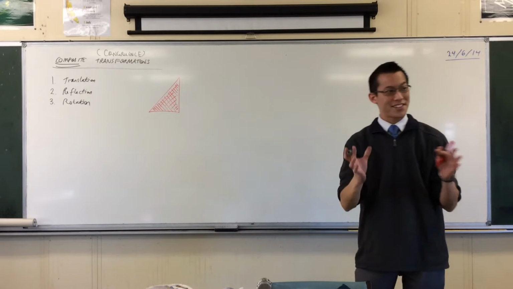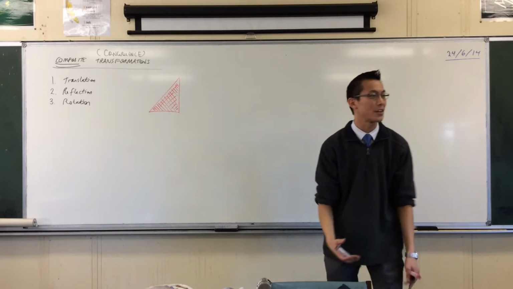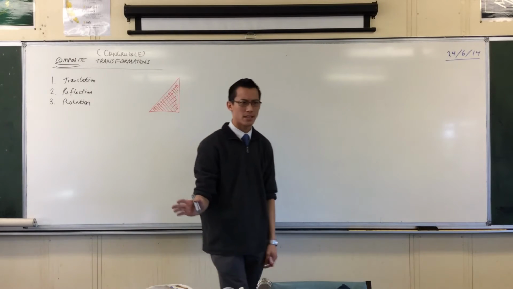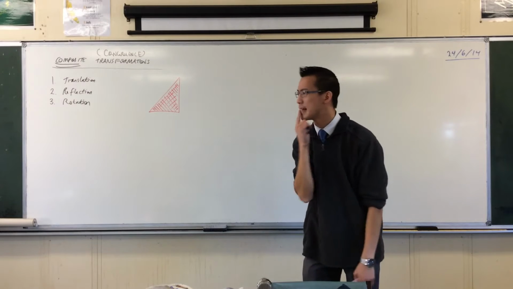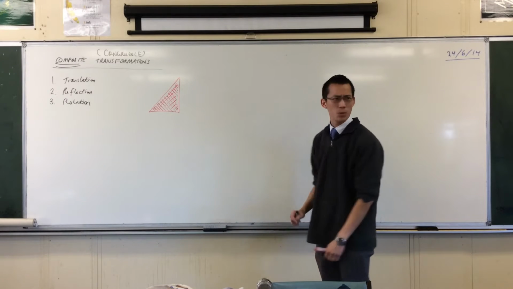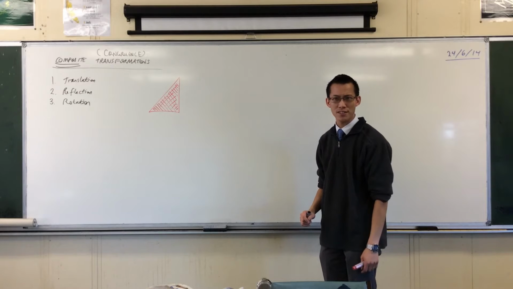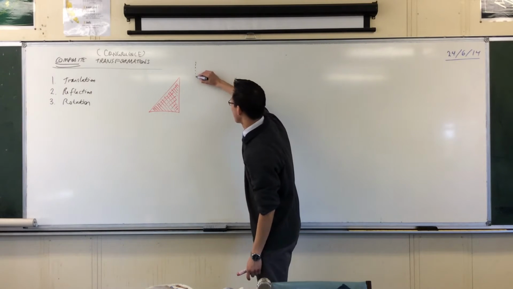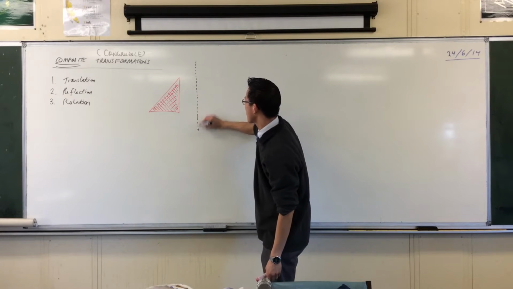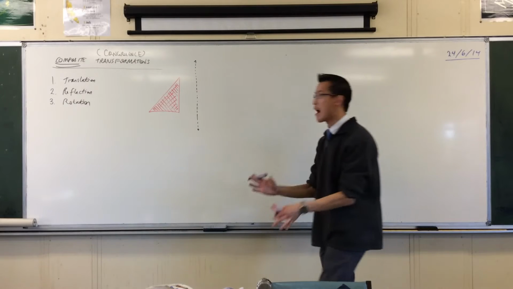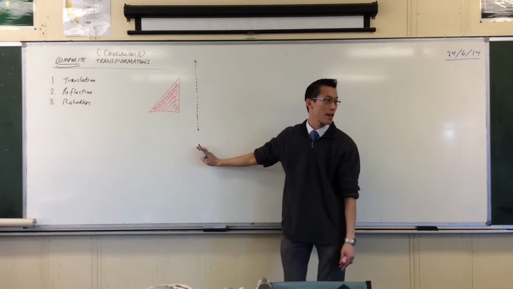Remember, each of the transformations requires ingredients, right? What were the ingredients for a reflection? What do we need? Yeah, Kieran. Directions. Oh, do we need a direction for a reflection? Oh, a straight line, right. Straight line. Good. Okay, so I'm going to draw a straight line here. So we are going to reflect this triangle across this straight line.